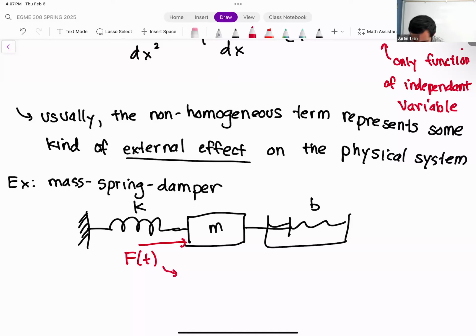So this force is an external force, basically. It's something that isn't inherently part of the mass spring damper, but it is something external that's going to affect its behavior. So the way we can represent its effect mathematically on our system is by including it as a non-homogeneous term.